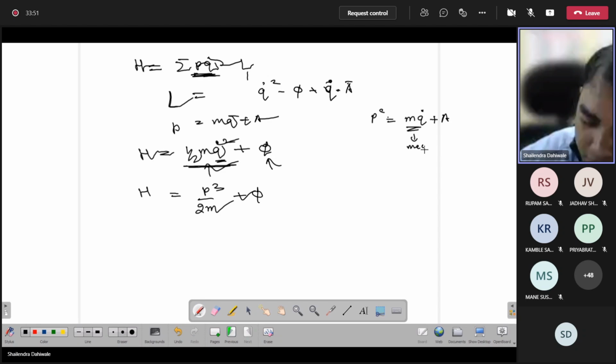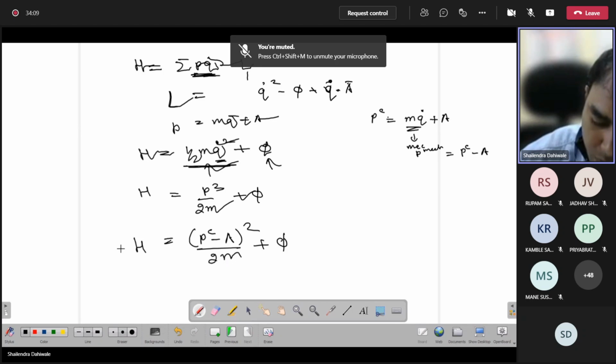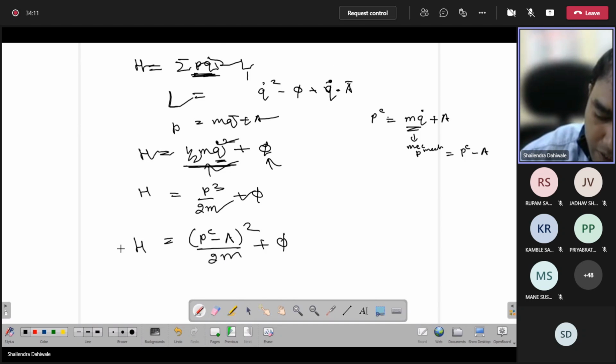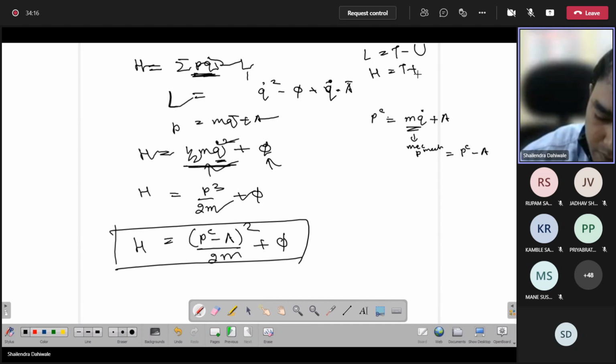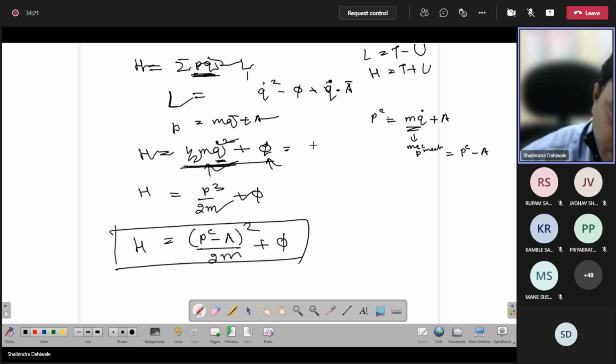This mechanical momentum p, I can write p mechanical as p canonical minus A. So I can use this here, (p canonical minus A) whole squared by twice m plus phi. So this is your Hamiltonian. I just wanted to show that L you write as T minus U, and H you write as T plus U. So this is the total energy of your system. Is this correct?